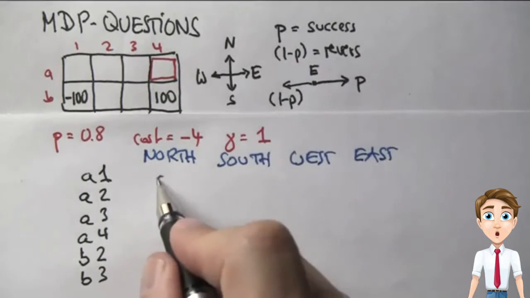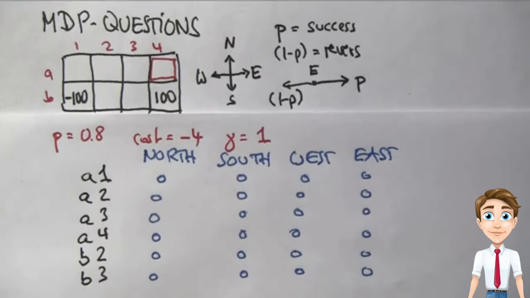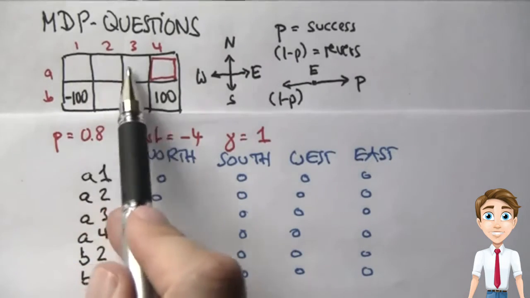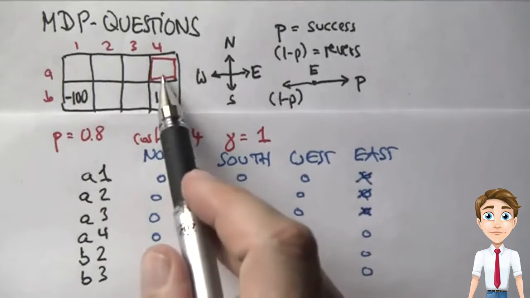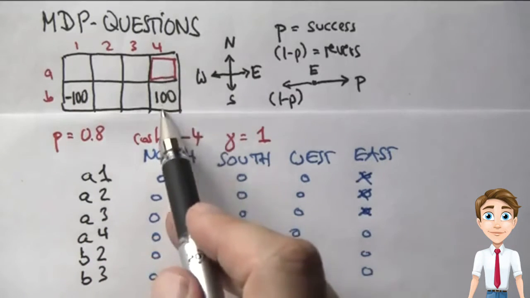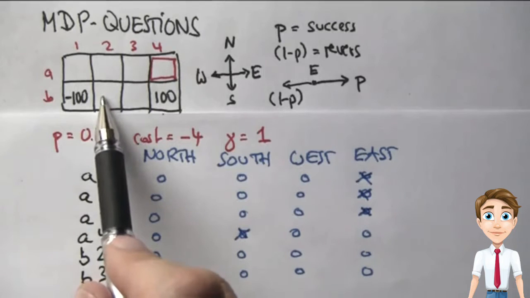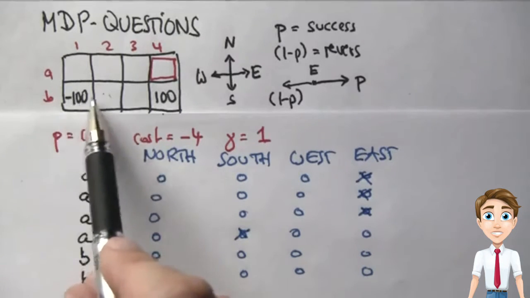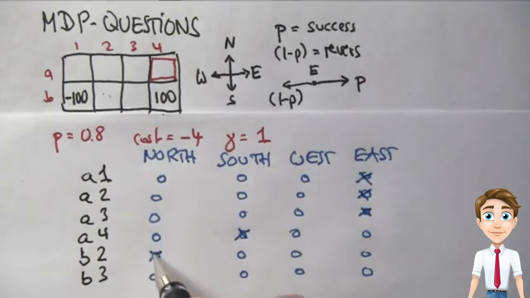Finally, I'd like to ask you what is the optimal policy for the parameters we just studied. So I'm listing here all states, A1, A2, A3, A4, B2, and B3. And I'd like you to tell me whether you would like to go north, south, west, or east in any of those 6 states over here. So for each of those, there's exactly one correct answer.